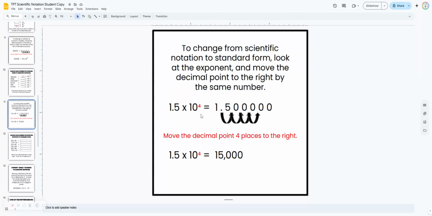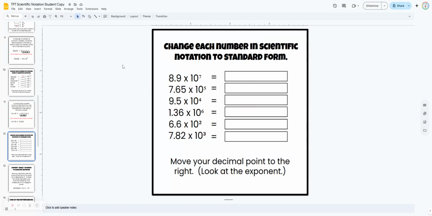Now here we have a number in scientific notation. We want to change it to standard form, so we're just going to move that decimal point back to the right 4 places because our exponent was 4. So 1, 2, 3, 4, that would give us a number of 15,000 in standard form. Students are going to do that on the next slide.